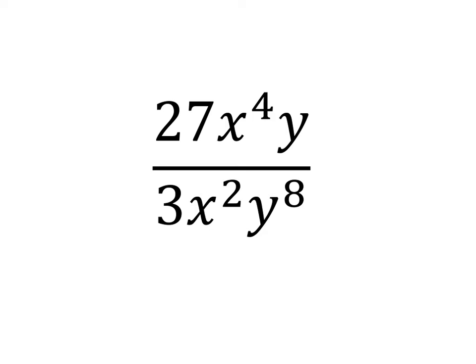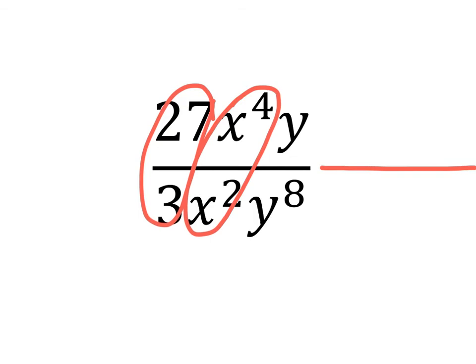Okay, continuing on. Drawing my line. I haven't even looked at the problem. I'm still drawing my line first. But now that I've looked at it, I see I have 27 over 3. I have x to the 4th and x squared, and I have y and y to the 8th. So, start with 27 and 3. Divides, or simplifies, to 9 over 1.